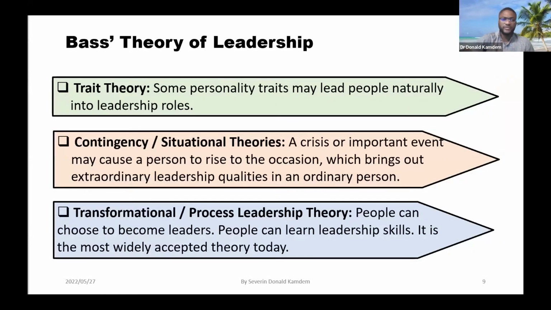So the Bass theory of leadership says that there are three basic ways to explain how people become leaders. We have the trait theory saying that some personality traits may lead people naturally into leadership positions. We have also the situational theories where a crisis or an important event may cause a person to rise to the occasion, which brings out extraordinary leadership capacity in an ordinary person.